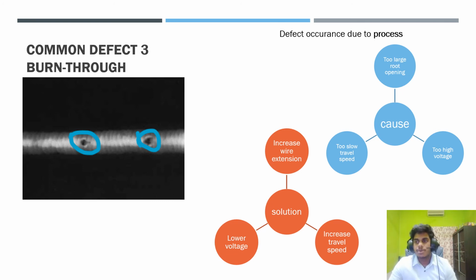The specific cause is when the root opening is too large, the travel speed is too slow, and the voltage is too high. And to solve this, you can increase the wire extension, making the heat not focus, and increase travel speed, again to make sure the heat does not focus at a certain point, and also lower the voltage based on the specification.